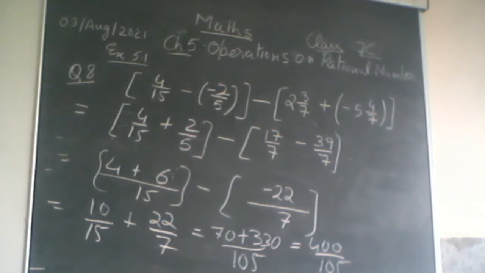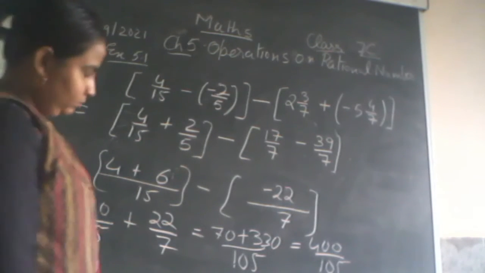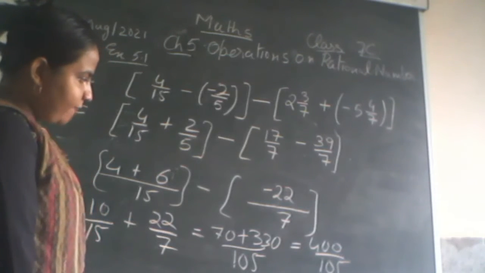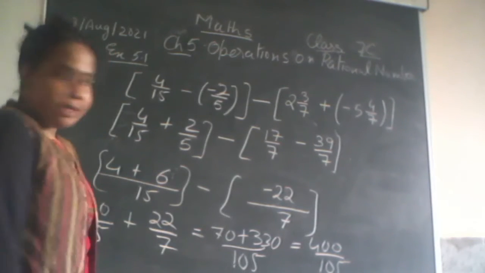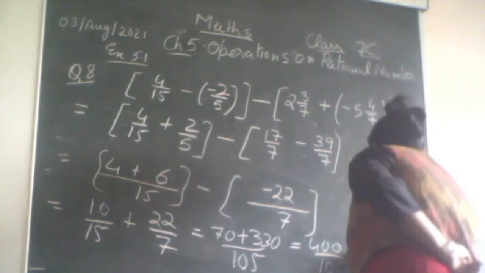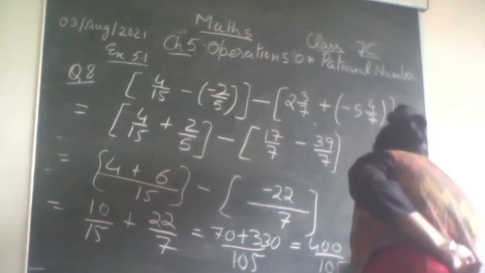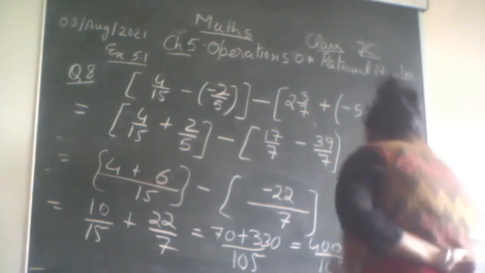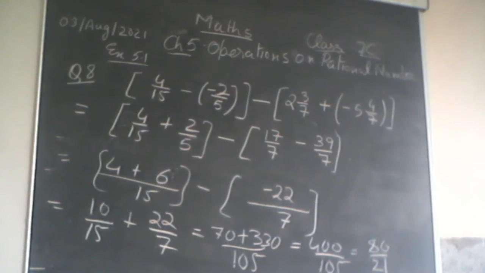What's the reduced value? 5 to the 10, 521 and above is how much? Below is 20. 80 upon 21. Now it cannot be further reduced, so you can change it into a mixed form.